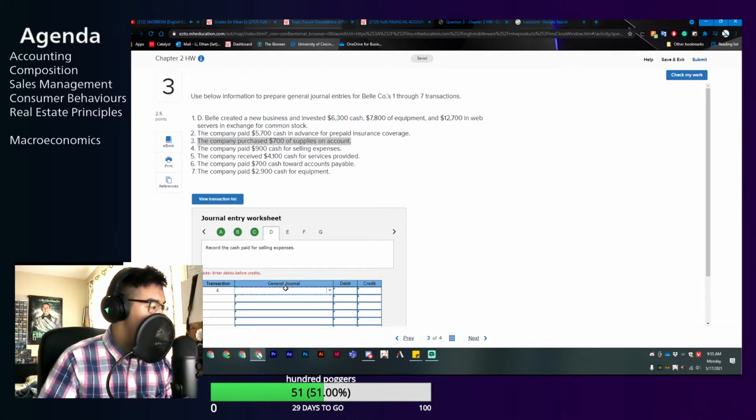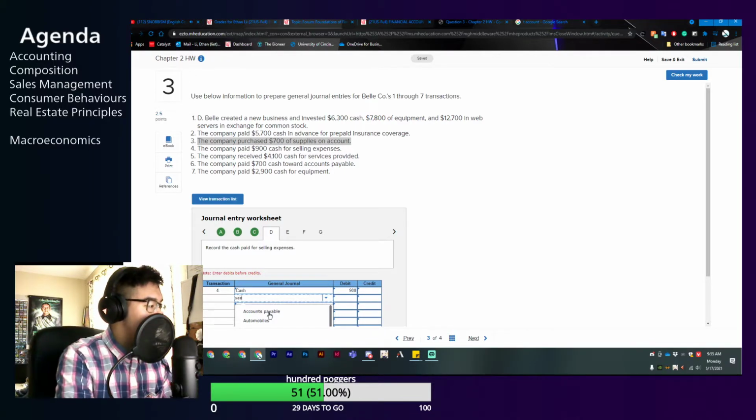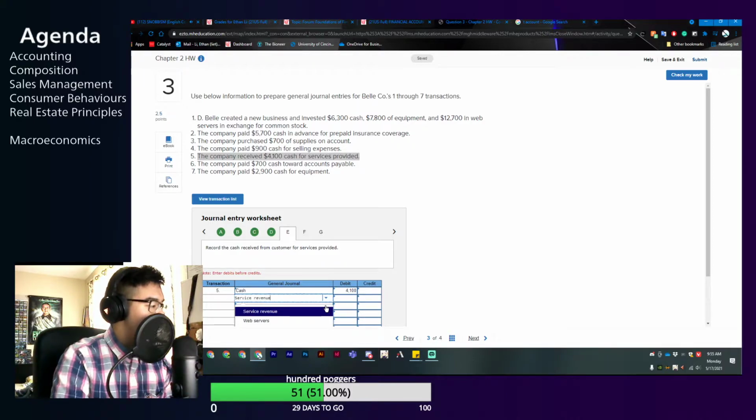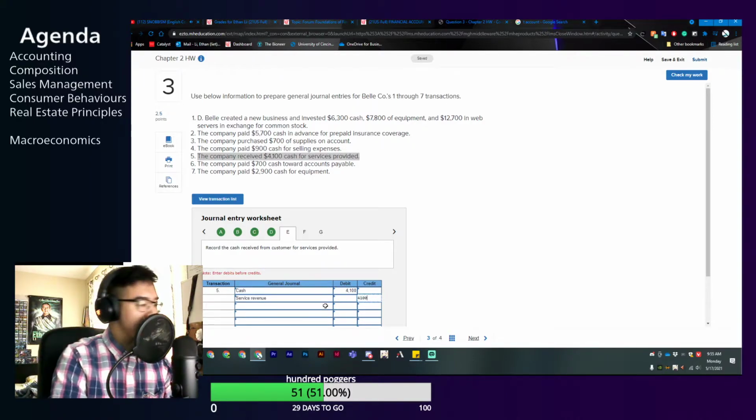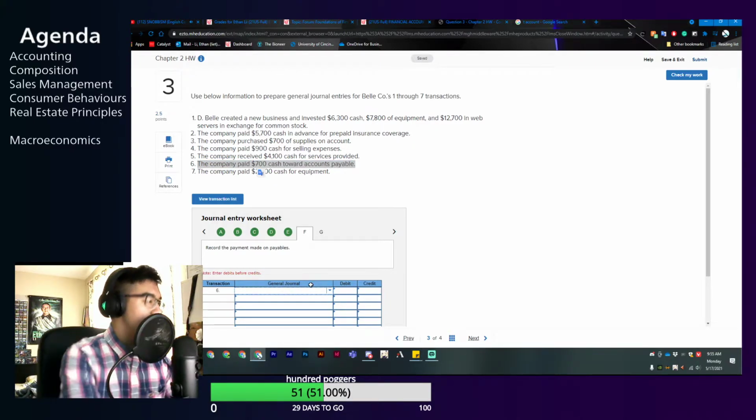Paid $900 cash for expenses. Selling expenses. Credit for 900. Record the cash received from customers for service. Company received 41. And then service revenue, I suppose. $700 towards... Okay, so accounts payable would be debited by 700. Cash would go down by 700.